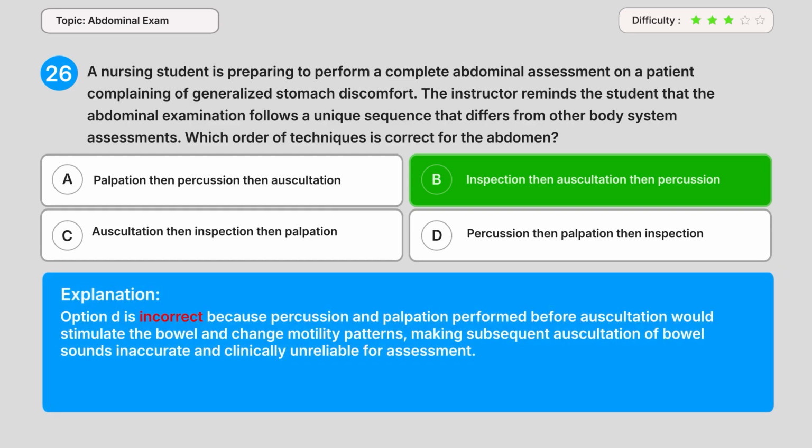Option D is incorrect because percussion and palpation, performed before auscultation, would stimulate the bowel and change motility patterns, making subsequent auscultation of bowel sounds inaccurate and clinically unreliable for assessment.